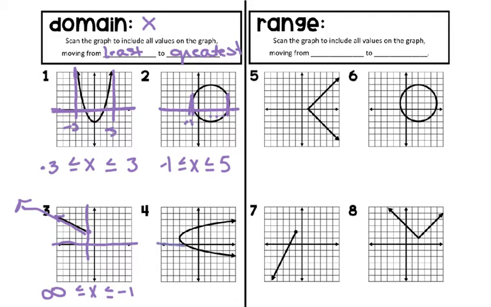Okay, and number 4, kind of the same thing. These arrows mean it's going to go on and on forever. And my smallest number is 1, 2, 3. So this is at negative 3. So we say x is greater than negative 3, but it's going to continue on and on.